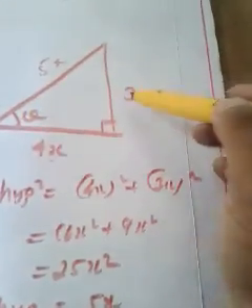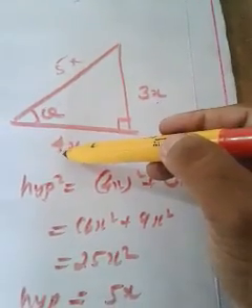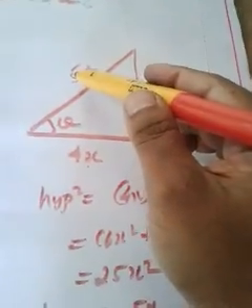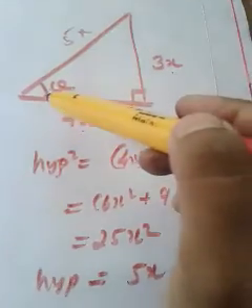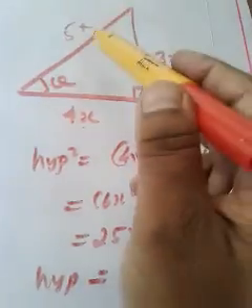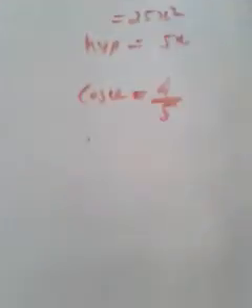Tangent is 3 by 4, so opposite by adjacent, isn't it? 3x, 4x, and in that way we got the hypotenuse by using Pythagoras theorem. Then we can easily calculate cos theta. After getting three sides, we can easily calculate cos theta. Cos theta is nothing but adjacent by hypotenuse. 4x by 5x is nothing but 4 by 5.